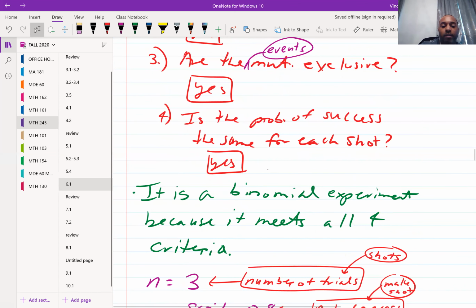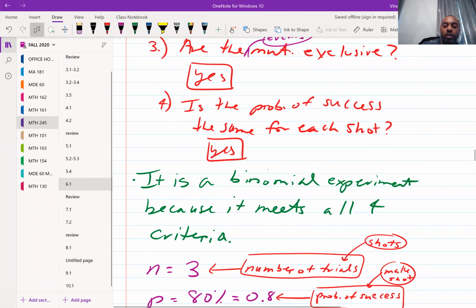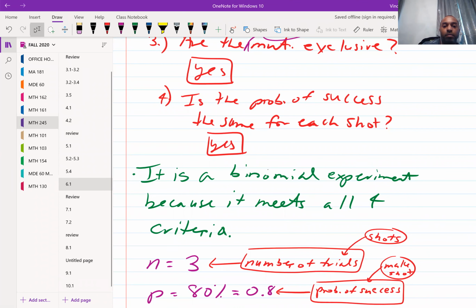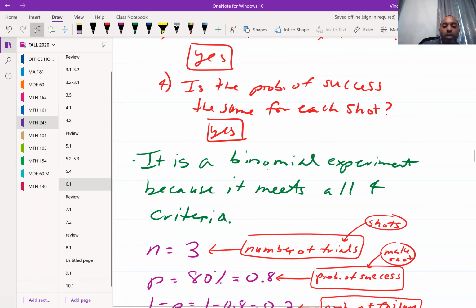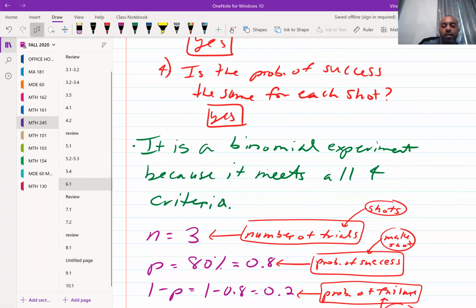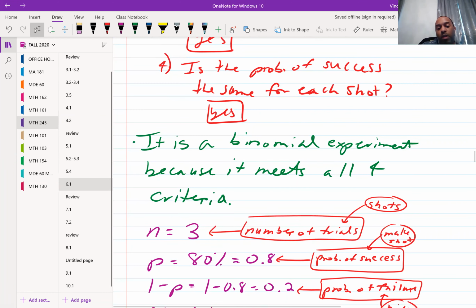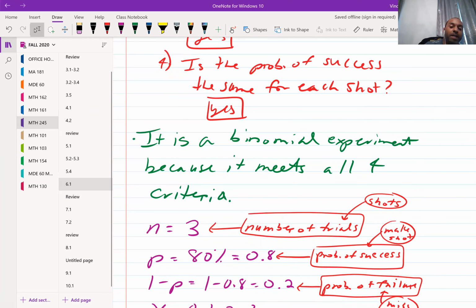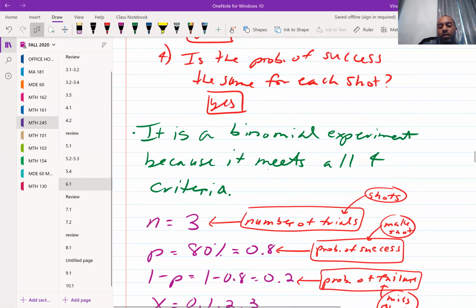So now we have to establish our variables. So n is going to be 3, that's the number of trials. Probability of success, 80%, so that's p equals 0.8. That's the person making the shot. Probability of failure, 1 minus p, so that's going to be 0.2. In other words, 20%.